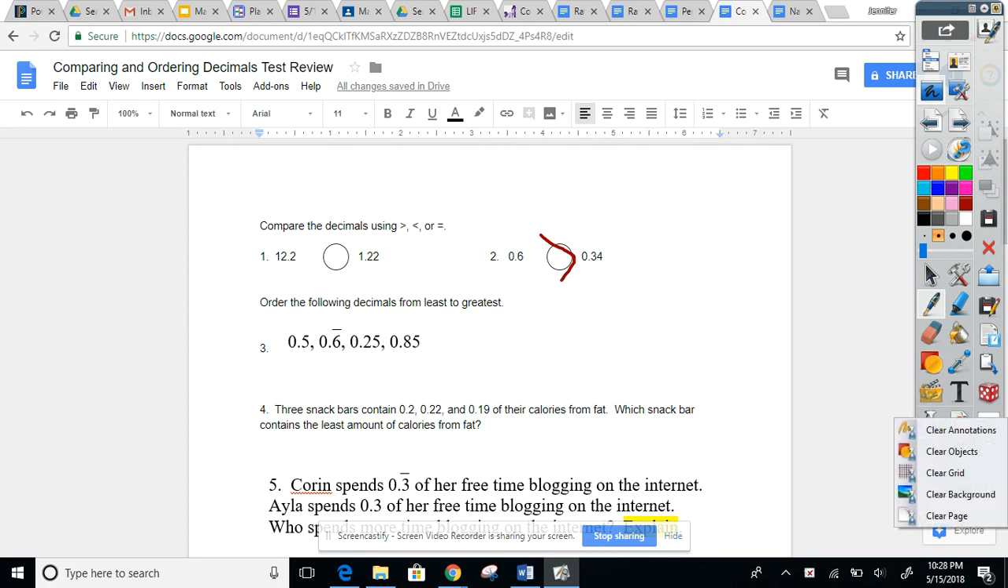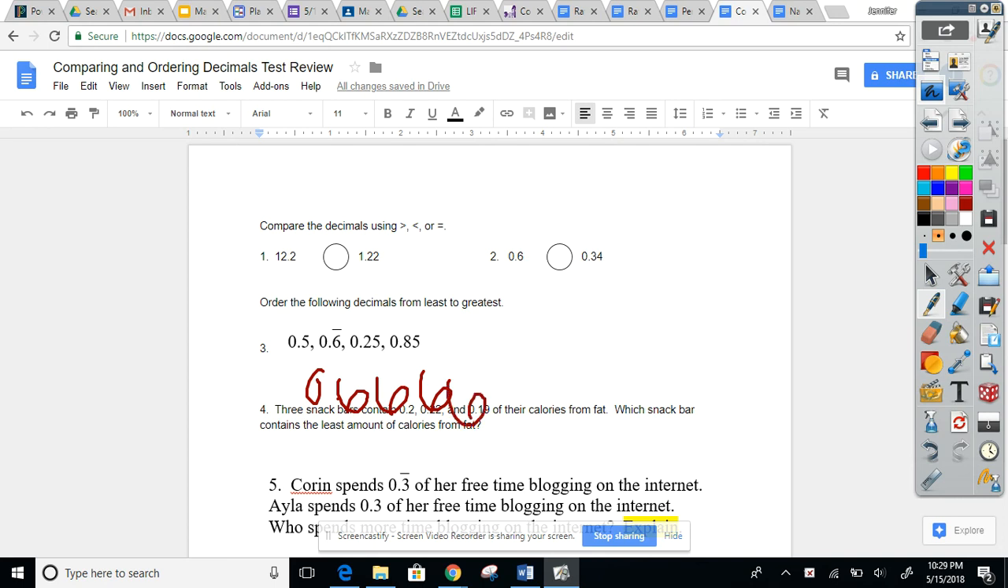Next, it says order the following decimals from least to greatest. I first want to take a look at this one with the bar over it. We should remember that that means it repeats over and over again. So this is going to be 0.6 repeating. But if you know that in your brain, you don't have to write it over and over. So essentially, you're just going to put them in order from least to greatest. Remember, line them up if you need to.